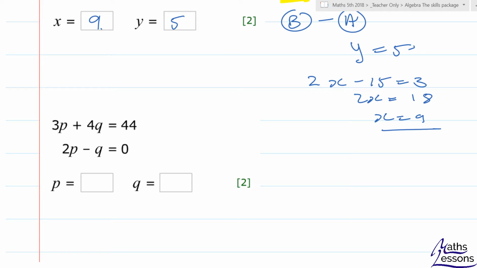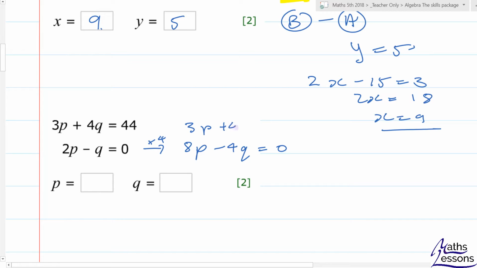There we go. So, if you spotted it, the best thing I think to do is to times the bottom equation by 4 to make the q's the same. So this one we're going to times 4. Times that by 4 gives me 8p. Times that by 4 gives me minus 4q equals 0. And I'm just going to write the other one above it. And I'll call this one A, and I'm going to call this one B.